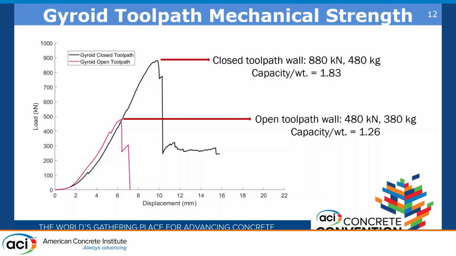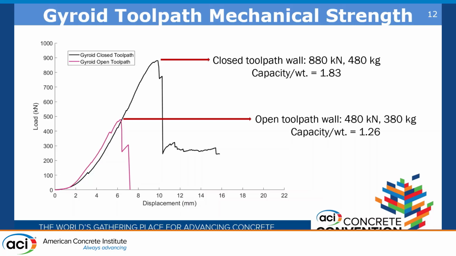Our closed toolpath wall was able to reach a maximum load of 880 kilonewtons before having its initial failure at the top, and then this progressive failure of the lateral expansion was shown here in this section until we stopped the test. The open toolpath wall, however, only managed to load up to 480 kilonewtons before reaching both its initial failure and then the second failure, as shown previously.